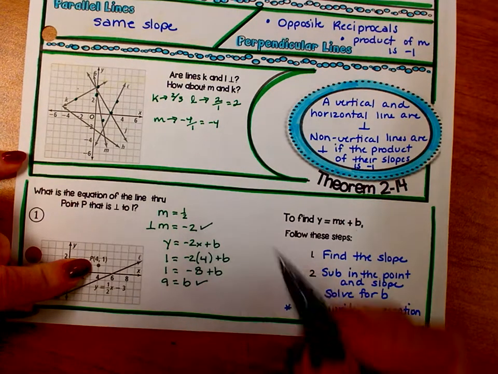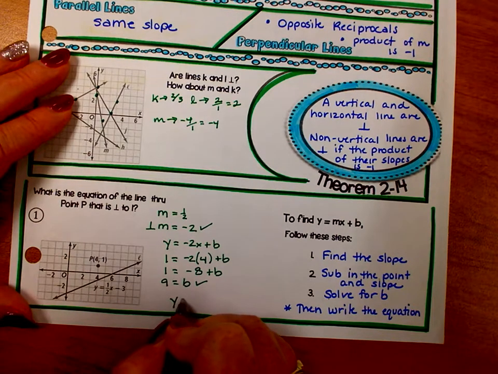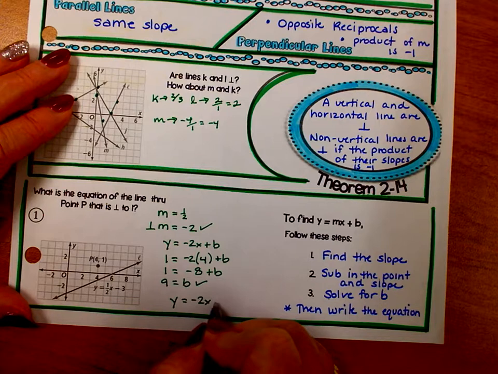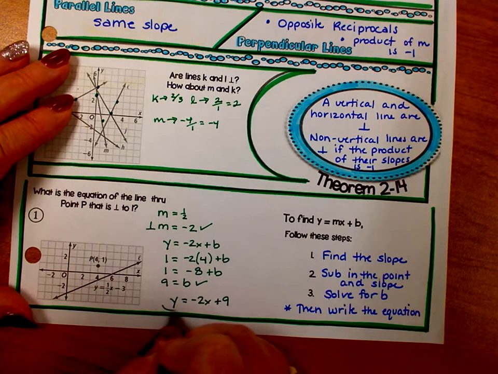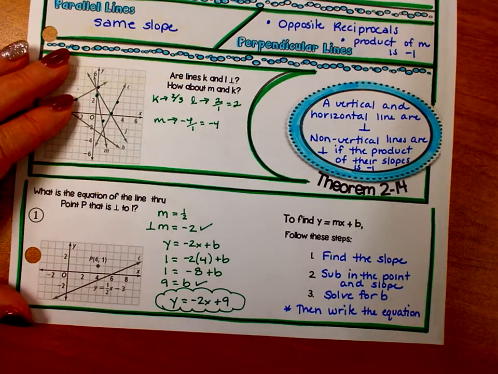We need our slope, and we need our y-intercept, so we can go ahead and write it and say y equals negative 2x plus 9. And that's going to be our equation. Okay, let's take a look at a couple more.